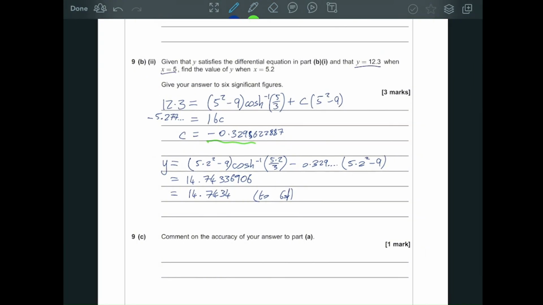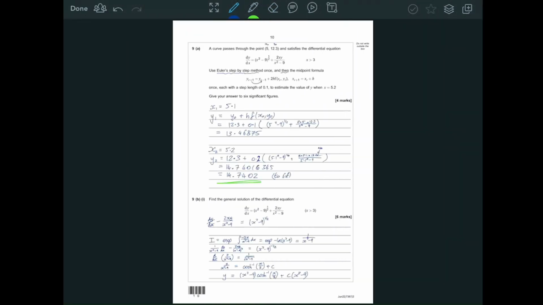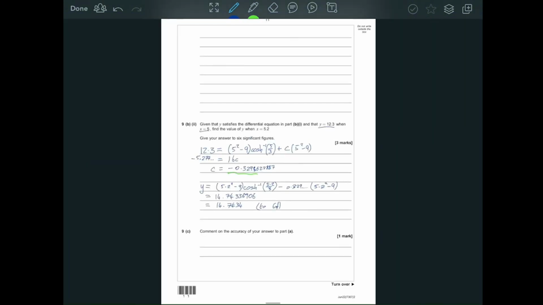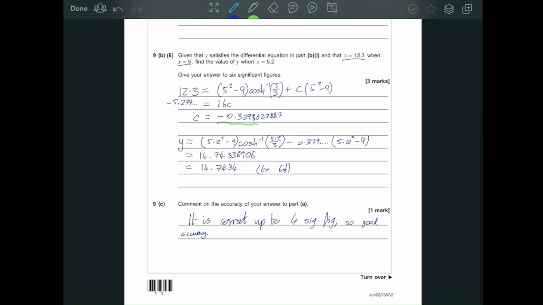Okay, and now I'm much happier because that 0.7434 looks very similar to 0.7402. So comment on the accuracy to part A. So it is correct up to 4 significant figures. Both of those are 14.74 to 4 sig fig. So good accuracy. I would even say exceptionally good accuracy. 4 sig fig is more than almost any real life application would need.